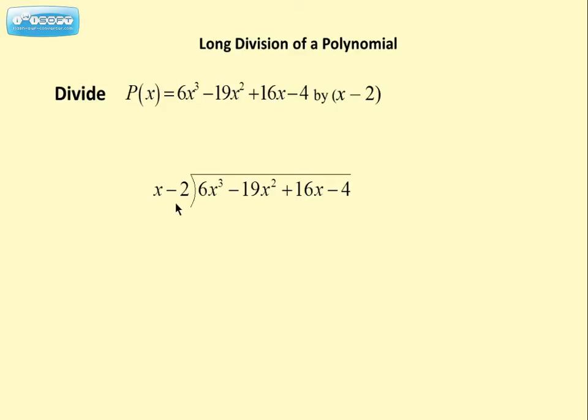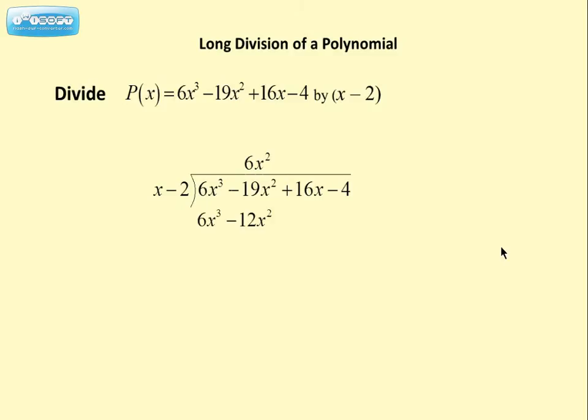with numbers. Here is your divisor, x minus 2, and here is our polynomial, 6x cubed minus 19x squared plus 16x minus 4. In polynomial long division, your goal is to eliminate this first term, 6x cubed, by finding a value in the quotient that when you multiply that value in the quotient times the divisor, x minus 2, you obtain 6x cubed. That value is 6x squared.